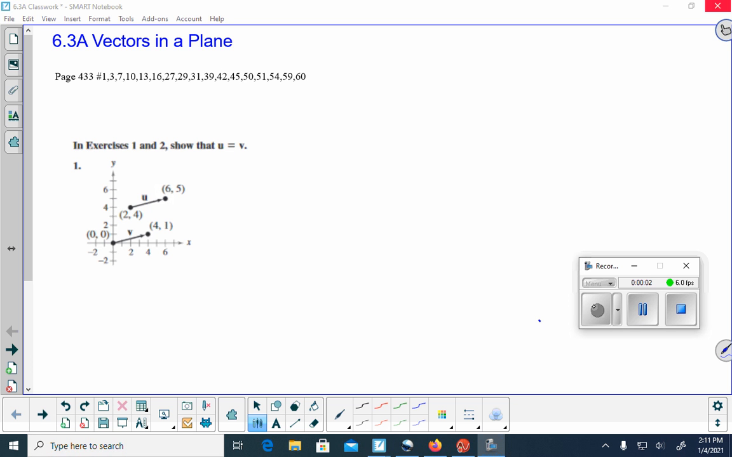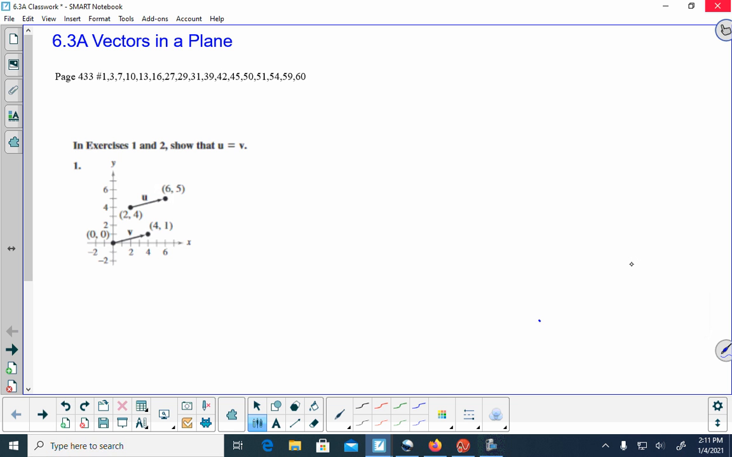This is Mrs. Ford, and I am going to go over classwork for section 6.3, the first part, vectors in the plane. So exercise 1 and 2 is asking you to show that vector u is equal to the vector v. And remember, in order for two vectors to be equal, two things have to happen. They have to have the same magnitude. In other words, they have to be the same length or have the same speed.